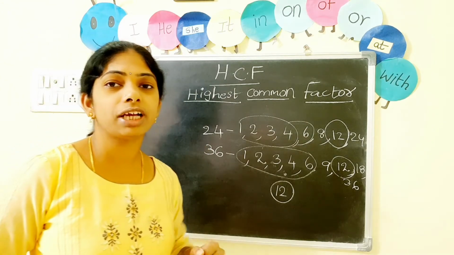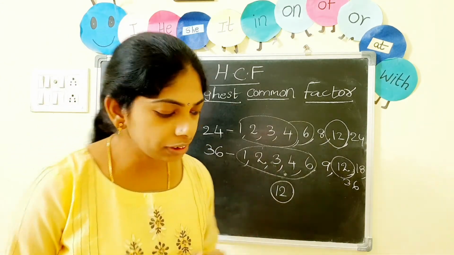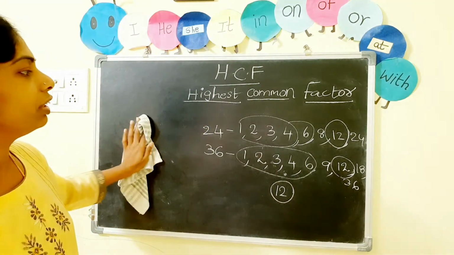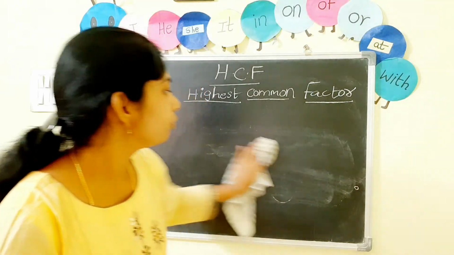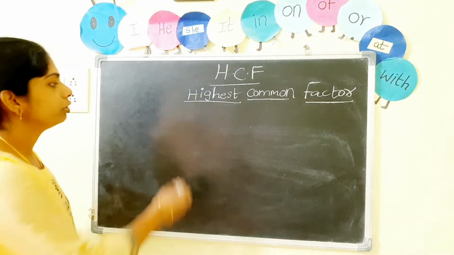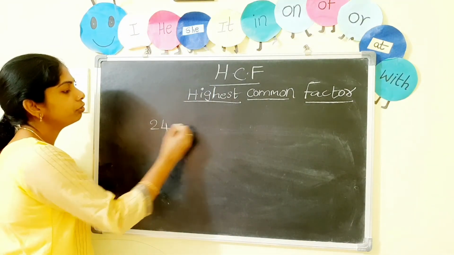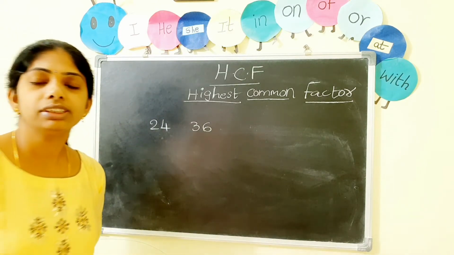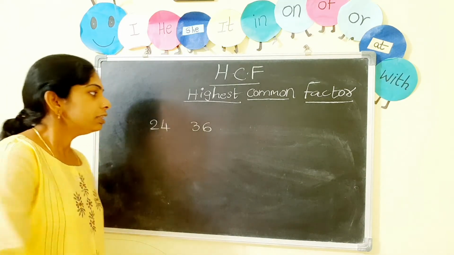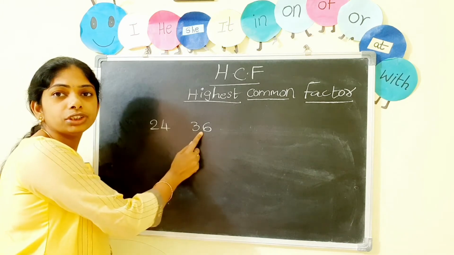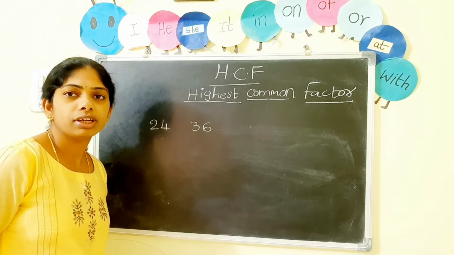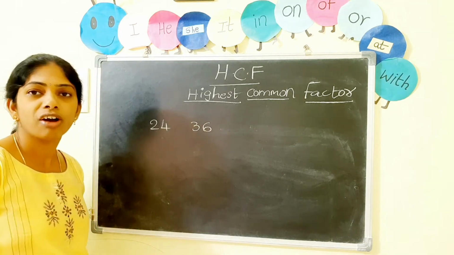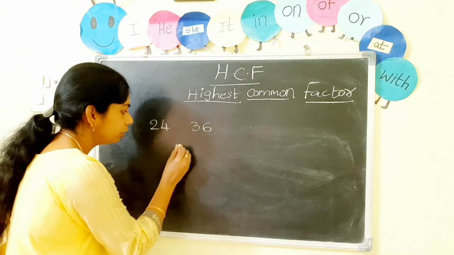This is the process as we have studied in our previous classes. Now I will tell you one shortcut for finding the HCF. Now see, 24 and 36. How can we tell within seconds? Let's find the difference between these two numbers: 36 minus 24. How much? 12.